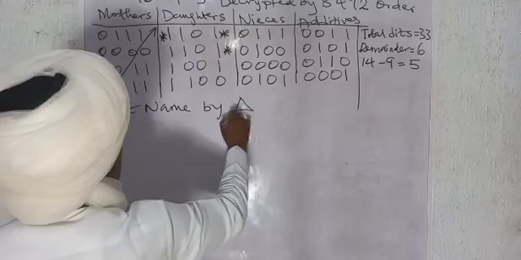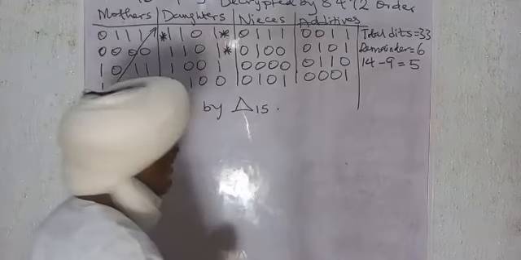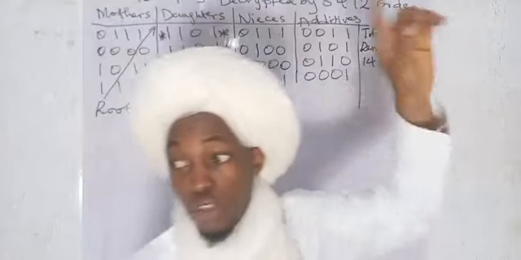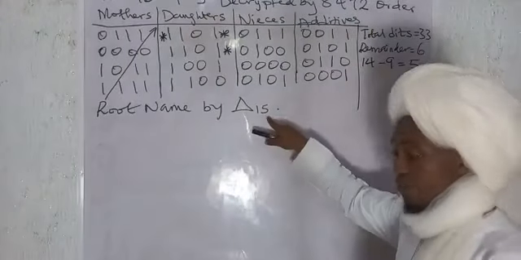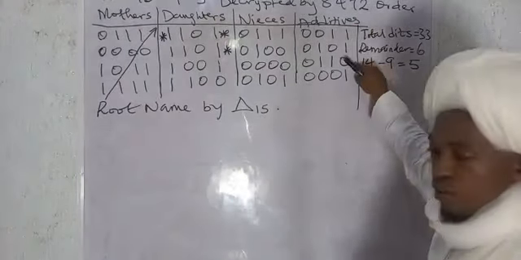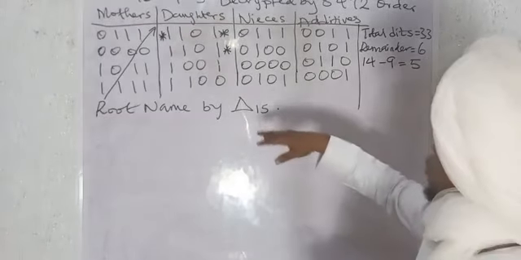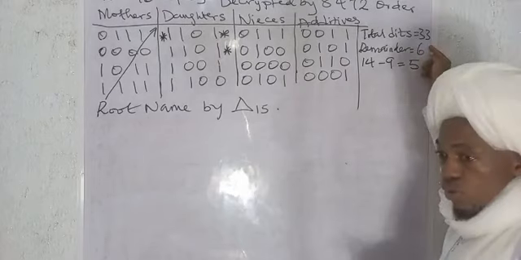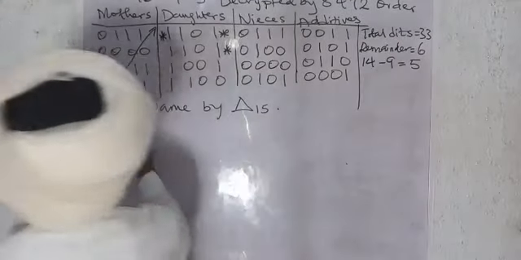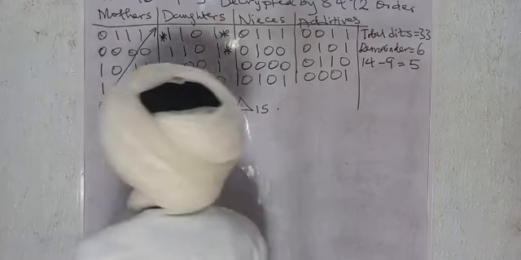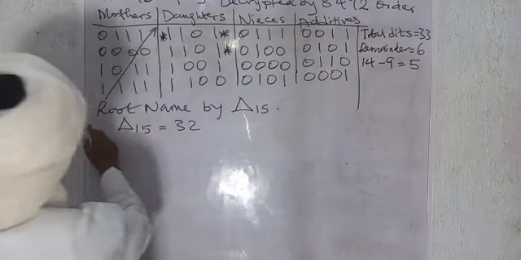by delta 15. Now what do you do here? What you do here is count all the 1s in your table, but you stop at figure 15. That's why I call it delta 15. You stop at figure 15. Don't count that of figure 16. So if you do that, what are you going to get? We've got 32. So our delta 15 will give us 32. So from that 32, that's step 1.